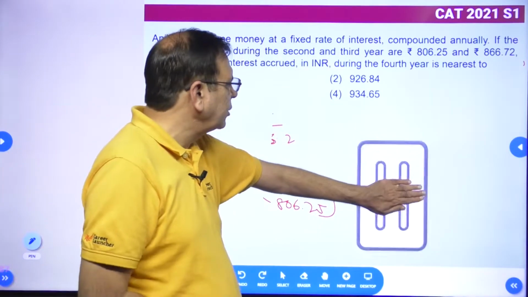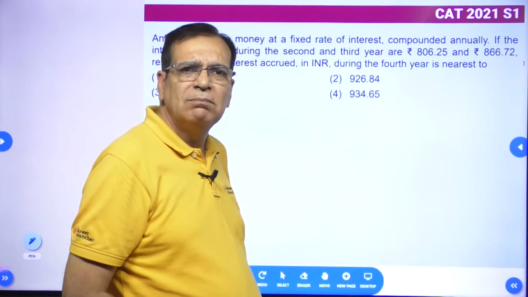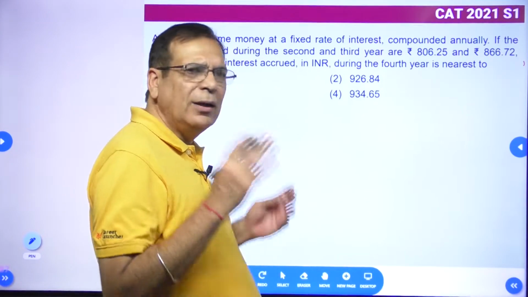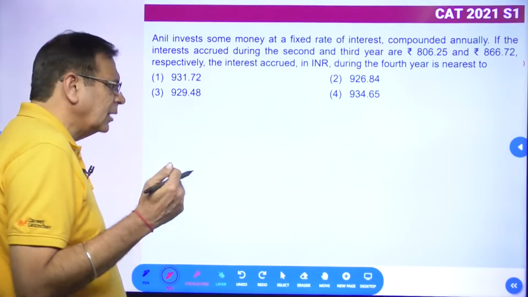Now, supposing this question is not in CAT but in other exams, what do we do? IFT, ZAT, NMAT, they don't provide you with a calculator, and you have time and you want to do this question. What is the right approach for this question? Great, let's look at that.